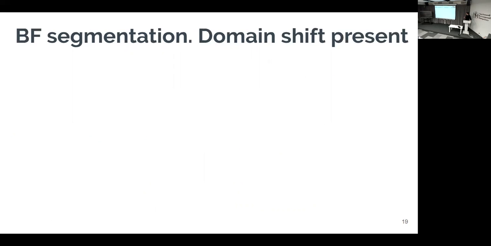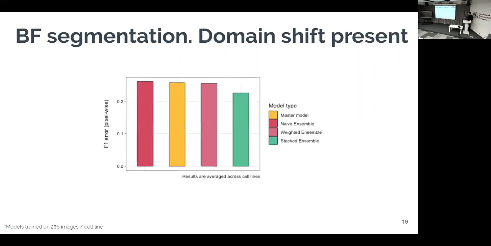So in the case that domain shift is present, we used 6 cell lines as our source domain, and we took 1 cell line out as our target domain. So we sort of simulated new data coming, and we performed this, of course, for each of the 7 cell lines, and then averaged the results. So those are the results for the strategies.